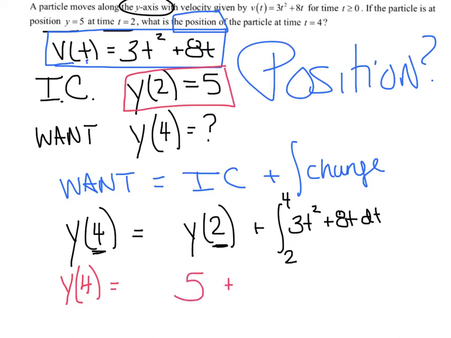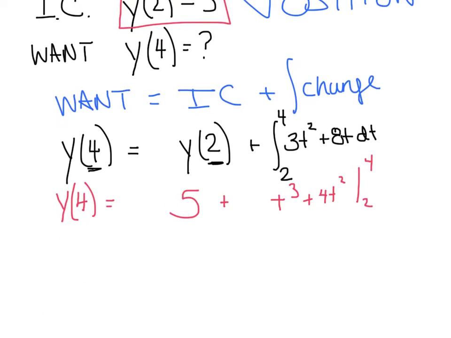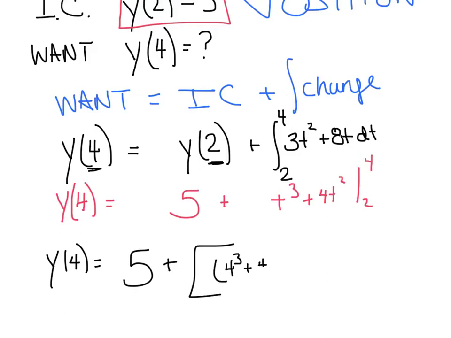Remember, add and divide, so that's t cubed divided by 3, so that's just t cubed, plus 8t squared divided by 2 is 4t squared from 2 to 4. I'm just using that first fundamental theorem and carefully plugging in. y of 4 equals 5 plus, all right, so I'm going to get 4 cubed plus 4 times 4 squared is 16, minus 2 cubed plus 4 times 2 squared is 4.